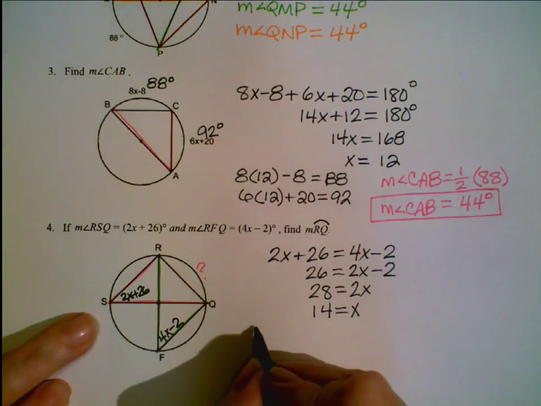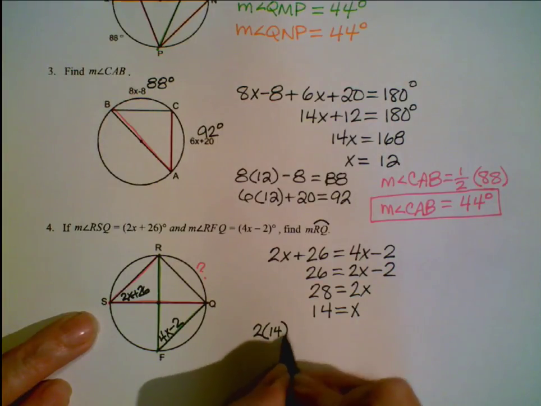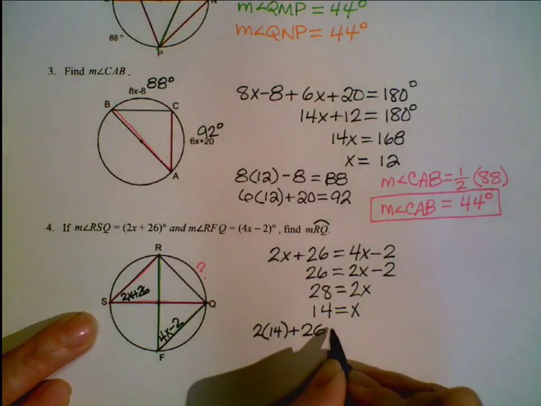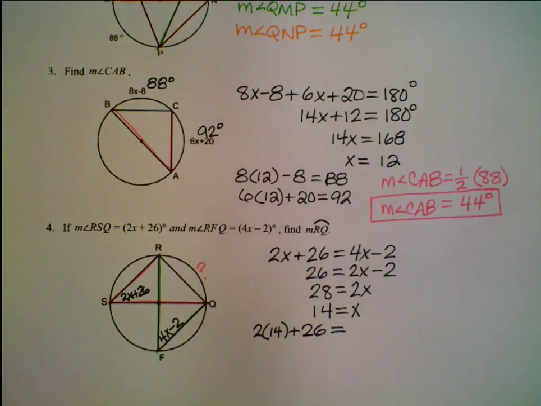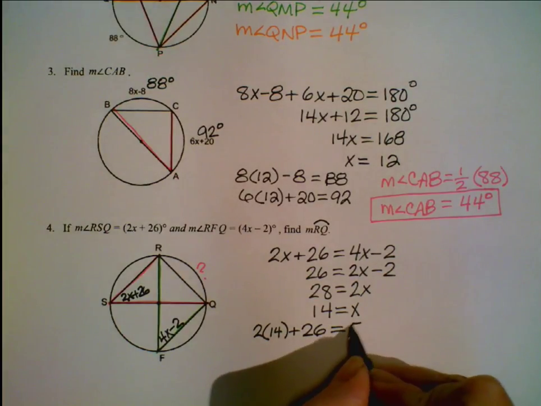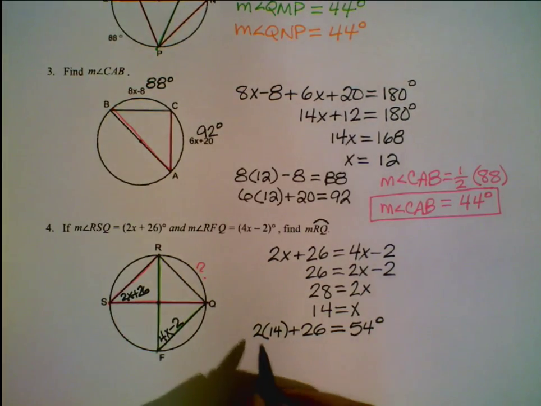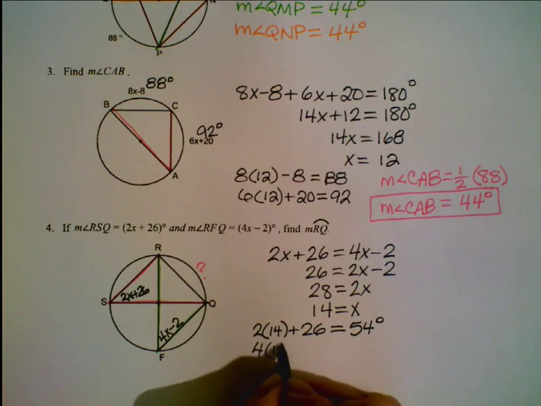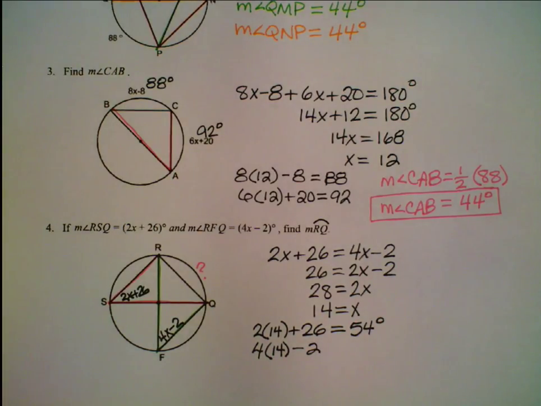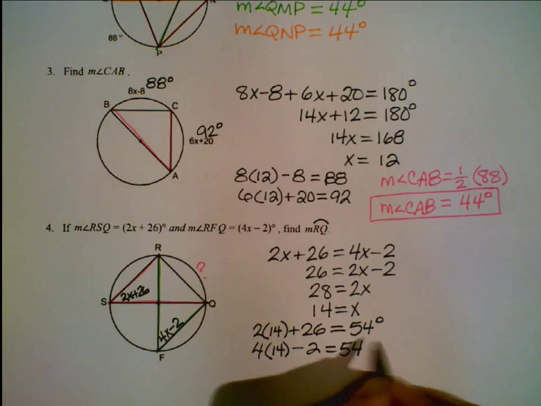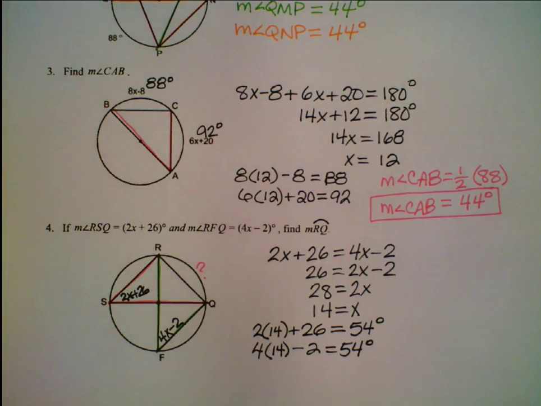It's not always a bad idea. That can save you from those embarrassing, silly mistakes where we add wrong or press the wrong button on the calculator, etc. So here, I'm substituting into angle RSQ, 2 times 14 plus 26, and I get a value of 54 degrees there. If I substitute into angle RFQ, 4 times 14, minus 2. 4 times 14 is 56, minus 2 is 54. Okay, so that tells me that my value of x is correct, because I did in fact get two congruent angles.